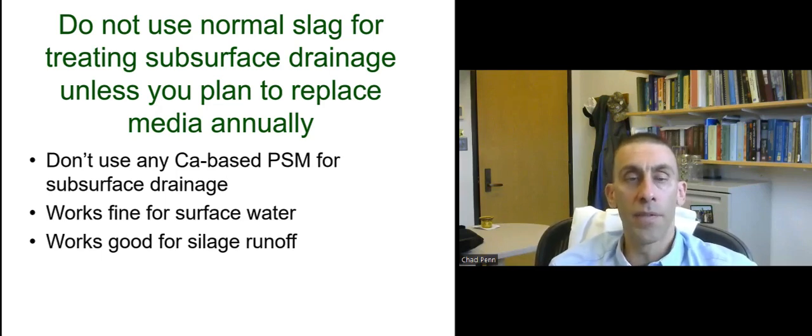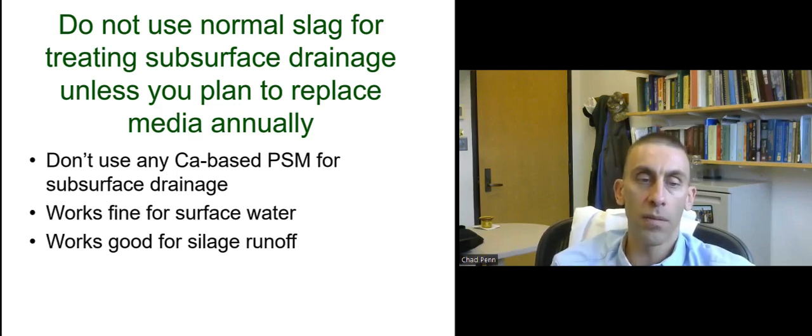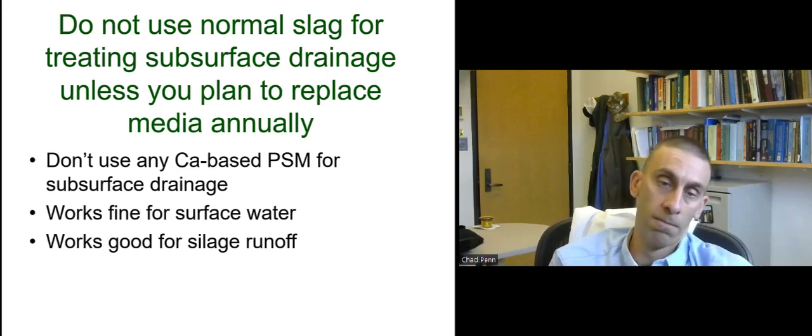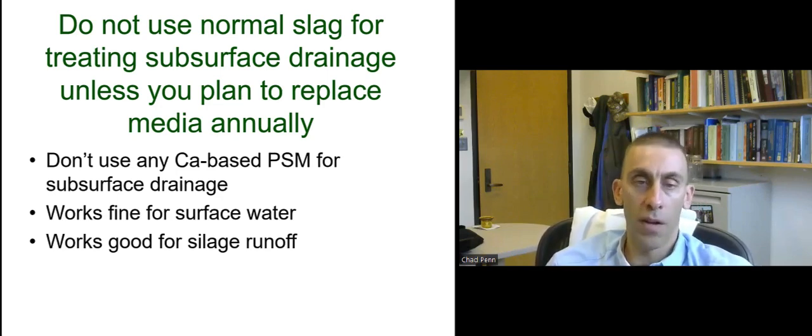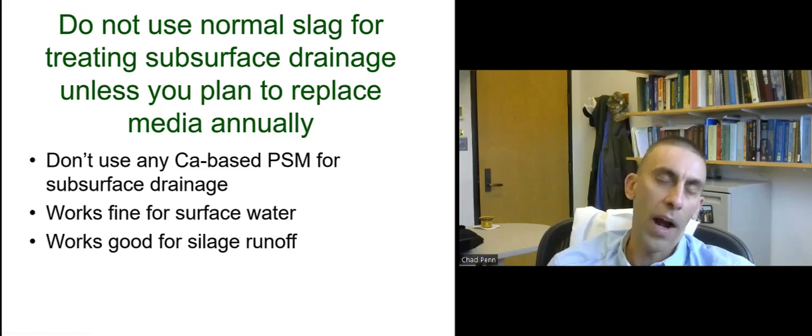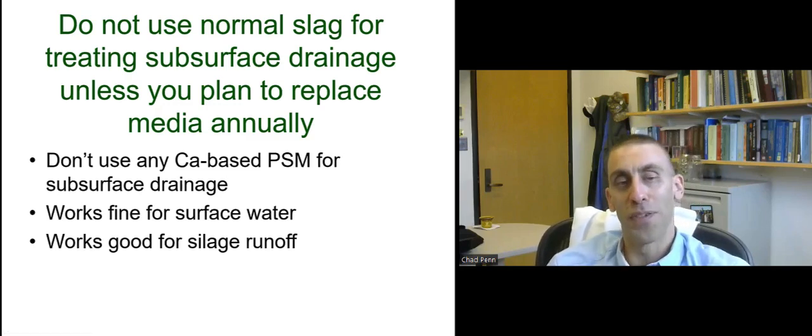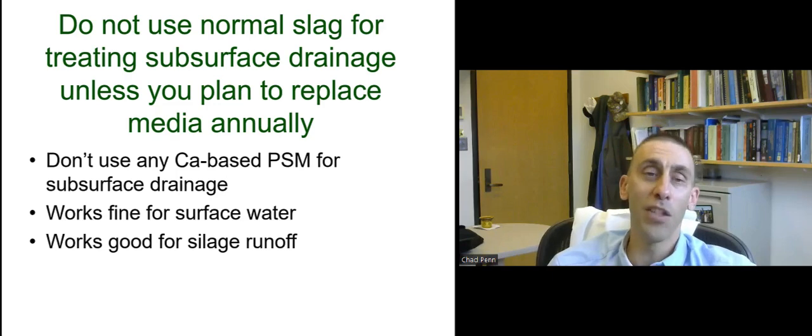We use the steel slag for surface water, for blind inlets, which treat surface water. Works great for silage runoff, but it does not work very well at all for tile drainage. For tile drainage, I recommend using your iron and aluminum-rich P-sorption materials, PSMs. So if the only thing you remember from today is one thing, remember that. Don't use steel slag for tile drainage water, or any calcium-based media.